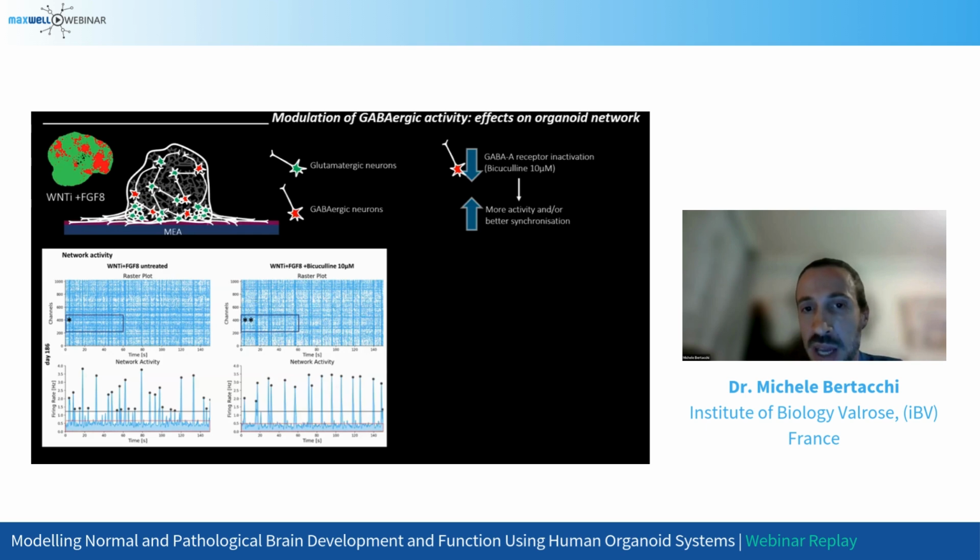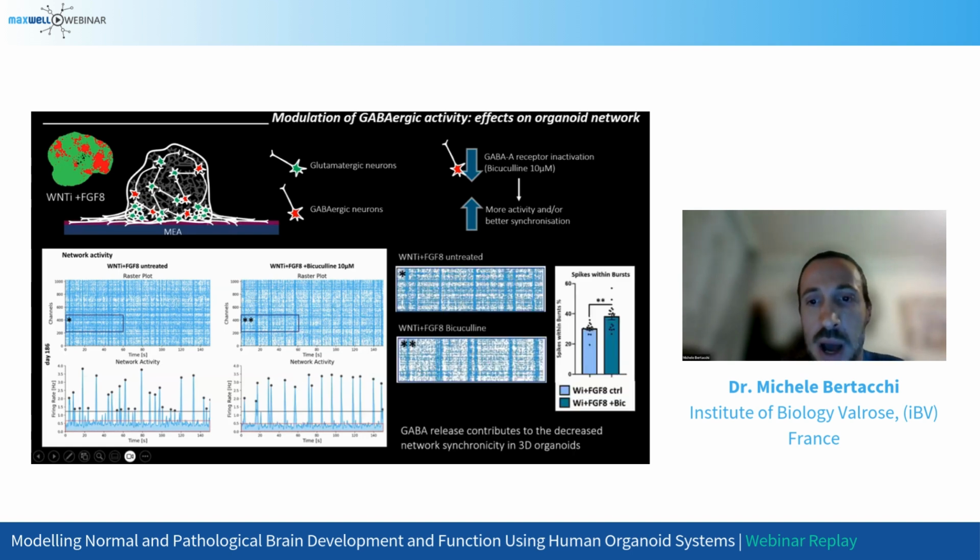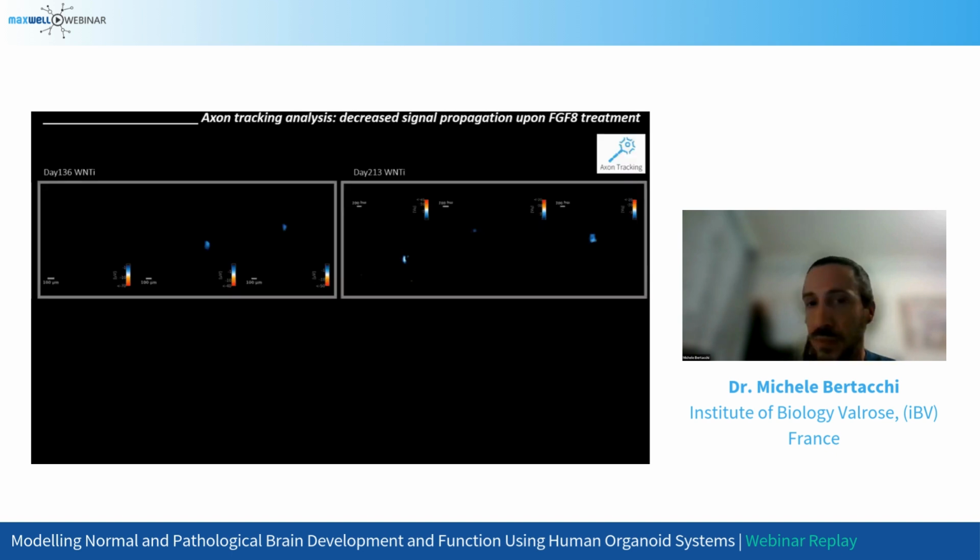This is the same organoid about 15 minutes after treating with bicuculline, and you can see that now the bursts are getting stronger with a higher firing rate. Also, in this high magnification, we have a cleaner space in between the bursts, meaning that the random activity is going down. Or, from the other point of view, we have a higher percentage of spikes falling inside the burst. So this means that GABA is responsible, at least in part, for this decrease of network synchronicity in 3D organoids when they're treated with FGF8, because we have a lot of GABA neurons there.